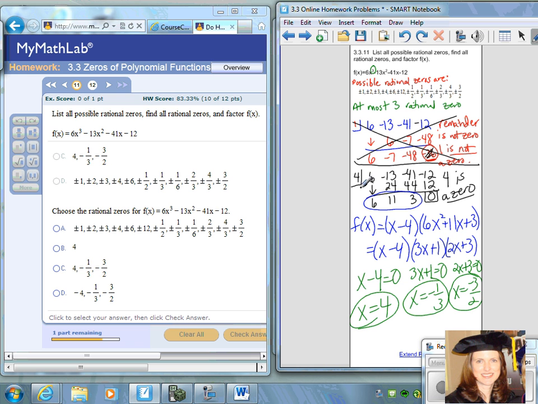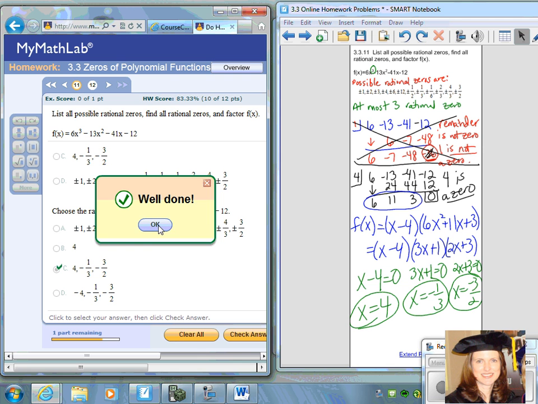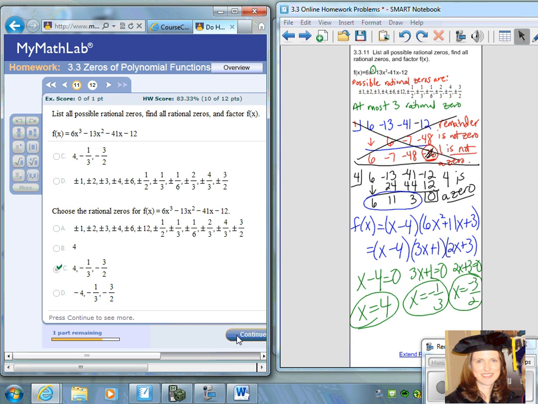We found the first one by using synthetic division to get a remainder of 0. This allows us to factor the polynomial. Another thing you could do is set this equal to 0 and use the quadratic formula to find the other two. Or if you use synthetic division with negative 1/3 and negative 3/2, you would also show that you have a remainder of 0. So the solutions here are 4, negative 1/3, and negative 3 over 2.